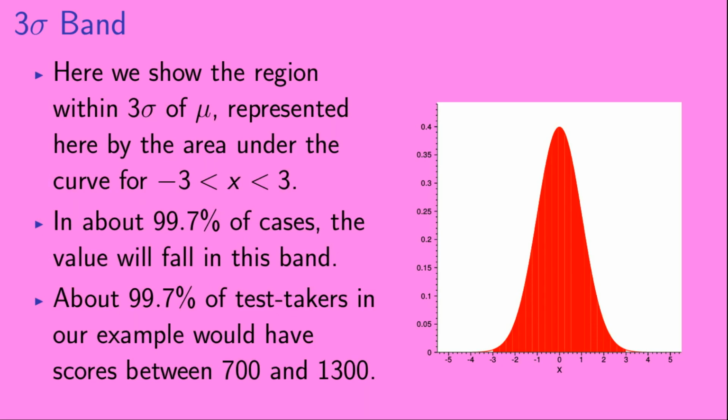Okay, here we show the region within 3 sigma of mu, represented here by the area under the curve for x between minus 3 and plus 3. In about 99.7% of cases, the value will fall in this band. So about 99.7% of test takers in our example would have scores between 700 and 1300.